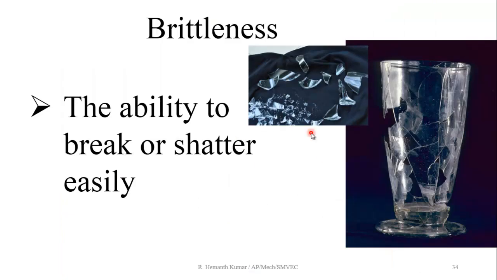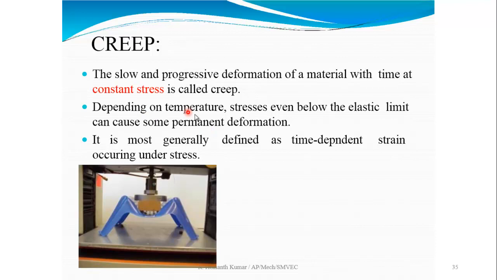Then the next one is brittleness. Brittleness is nothing but shattering easily. It is the shattering property of that particular material. It will undergo permanent damage and it will break. For example, glass is a brittle material, it will break and be broken into pieces.